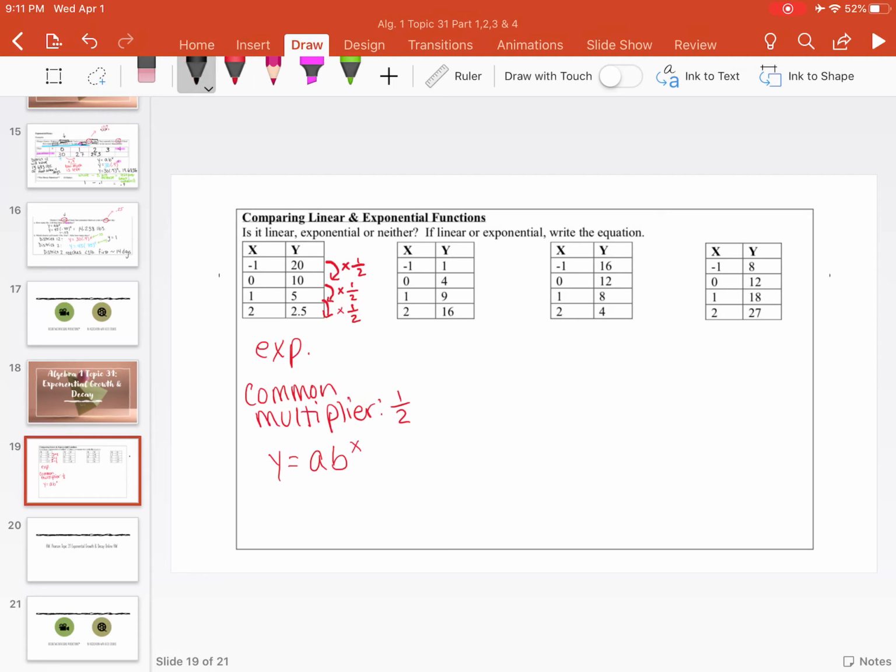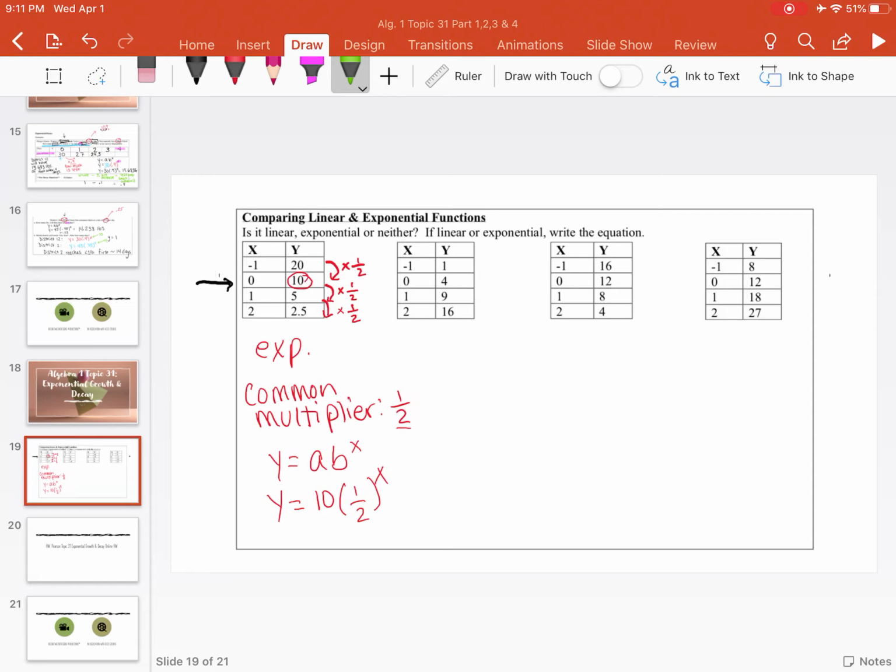Now, if we want to write a formula, we have y equals a times b to the x. A is my y-intercept. Well, I can identify my y-intercept by looking at my graph. It's when x equals 0. So my equation will be y equals 10 times my multiplier, which is 1/2, to the x power.